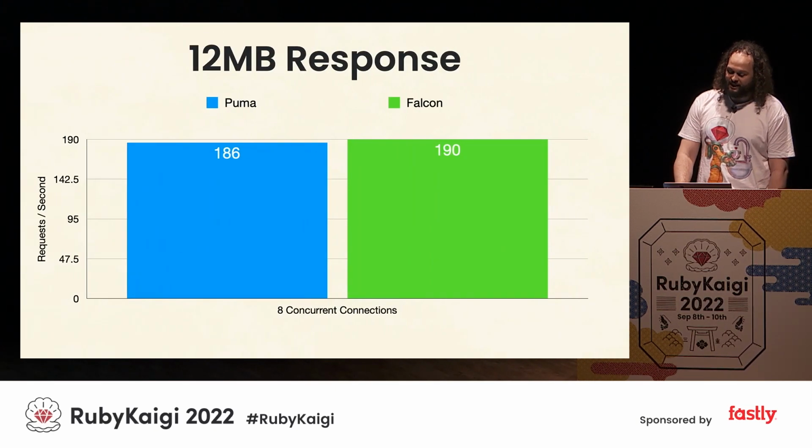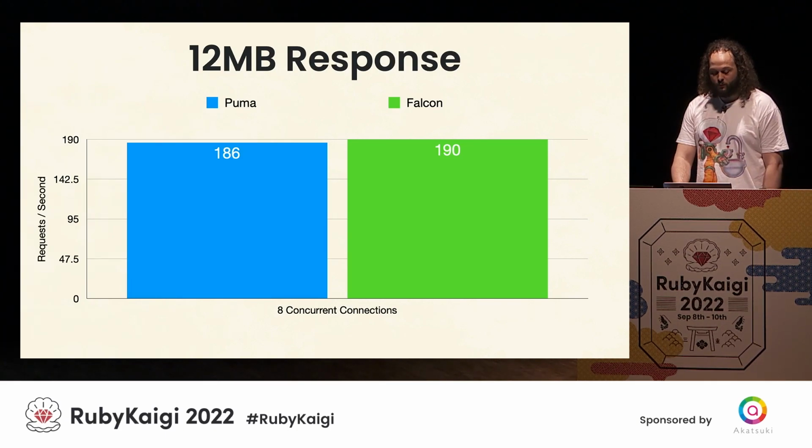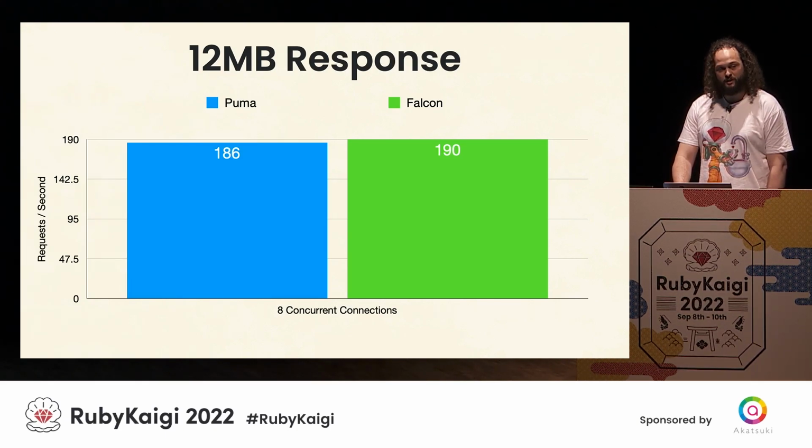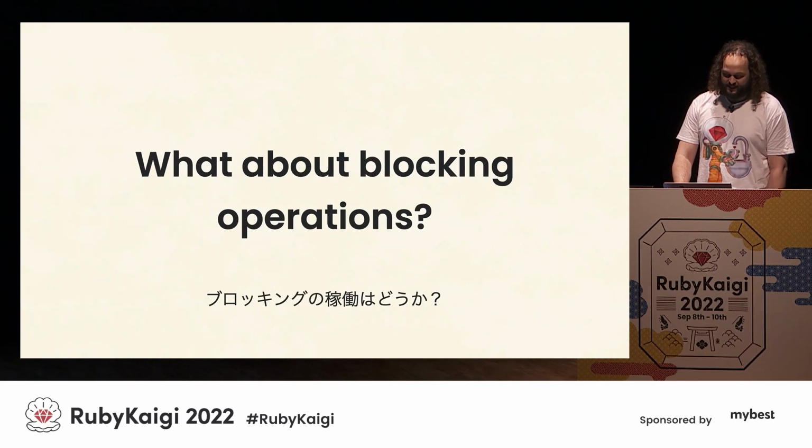The more response data we generate per request, the less requests we can handle per second. This benchmark generates a large response body of about 12 megabytes each. At a rate of 200 requests per second, that's about 2.4 gigabytes per second, which is close to saturating a 25 gigabit network link just from one Ruby process. This might seem pretty decent. Why should we prefer Falcon over Puma?